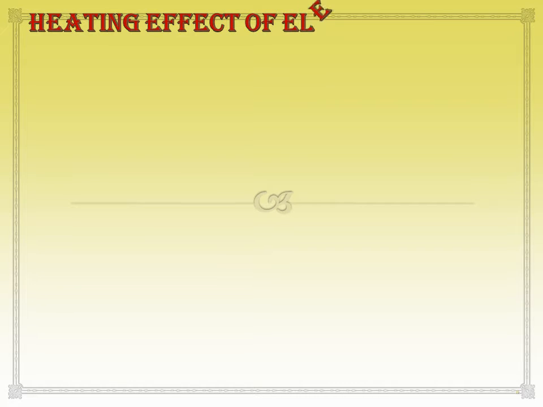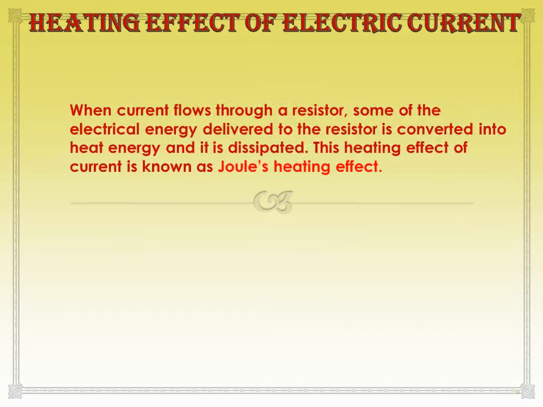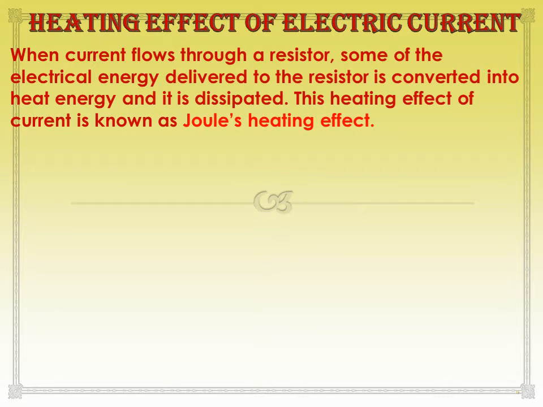Heating effect of electric current. Let us first define what we mean by that. When current flows through a resistor, some of the electrical energy delivered to the resistor is converted into heat energy and it is dissipated. This heating effect of current is known as Joule heating effect.